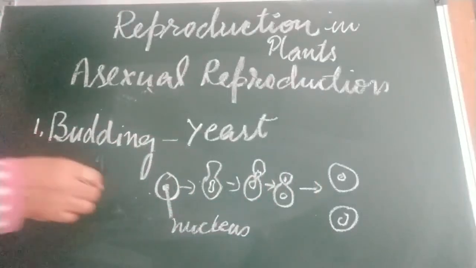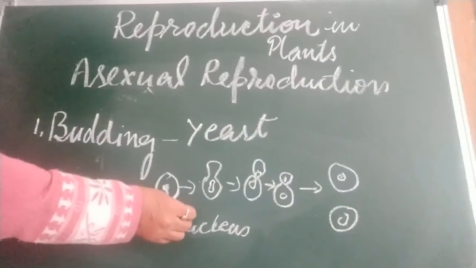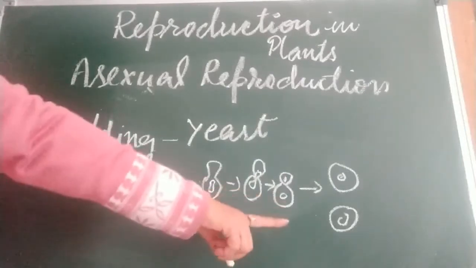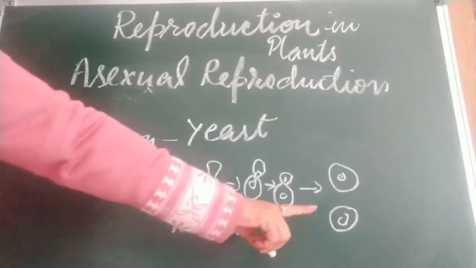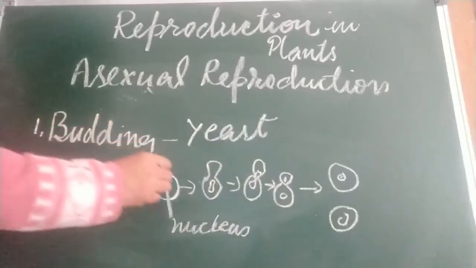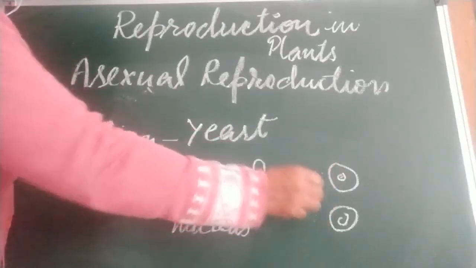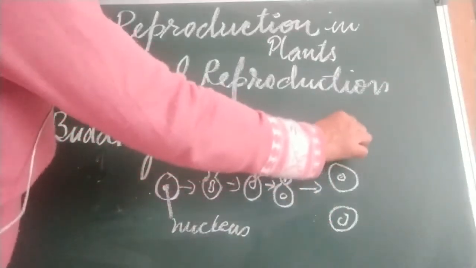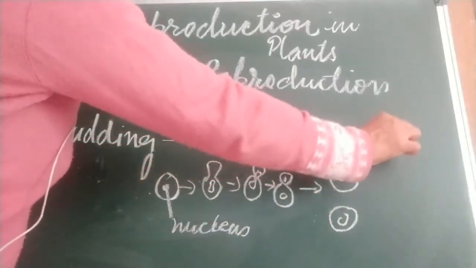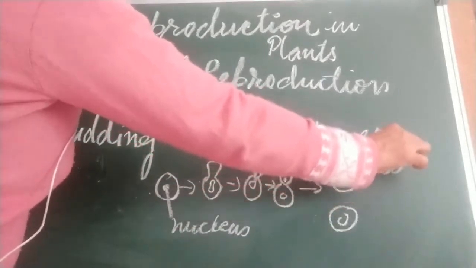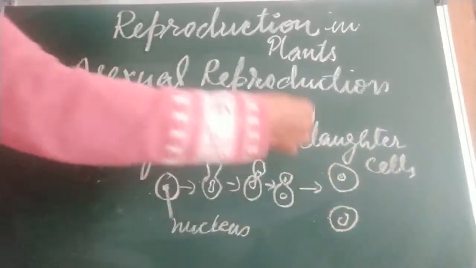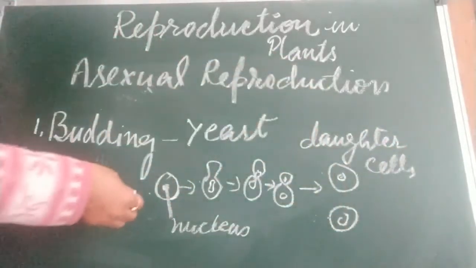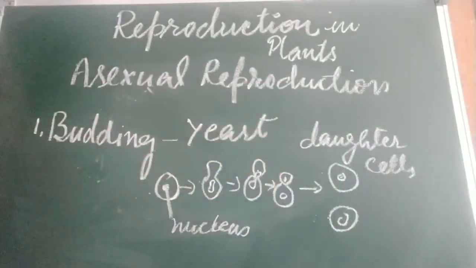This bud keeps on increasing in size and forms an independent organism which separates from the parent. And in this, two daughter cells are formed. What do we say? Daughter cells. These are individual cells and then they grow again when they become mature. Okay, children? You can do the activity.